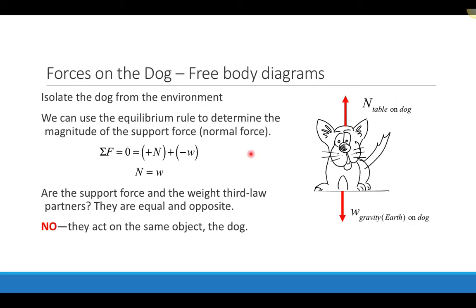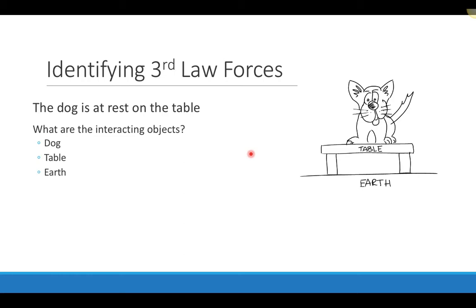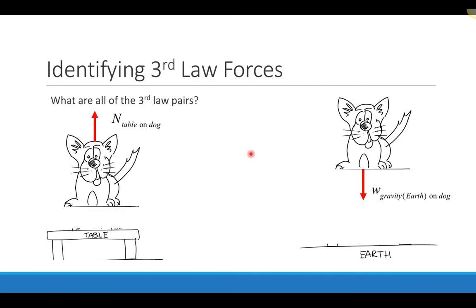So let's see if we can identify those other pairs of forces. So the interacting objects that I have in my picture are the dog, the table, and the earth. And we're not going to worry too much about the interaction between the table and the earth, just what the dog is interacting with. So if I separate and I just look at the dog and the table, and then I look at the dog and the earth, I can identify these third law pairs.